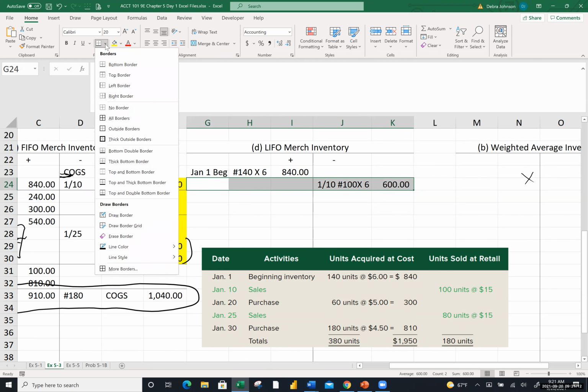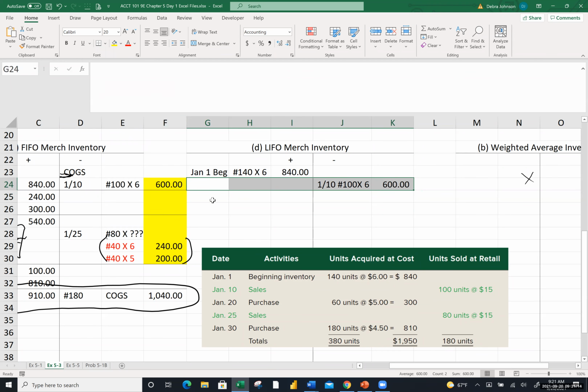So let me go ahead and balance this out. I would encourage you guys to balance it out after every single transaction. I think you'll be much more clear on that. That means we have 40 units at $6. We still have the same 240 that we had on the previous one.